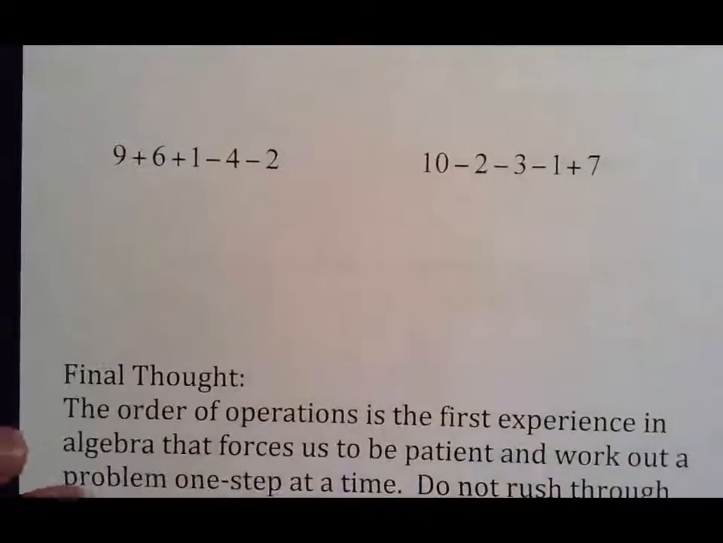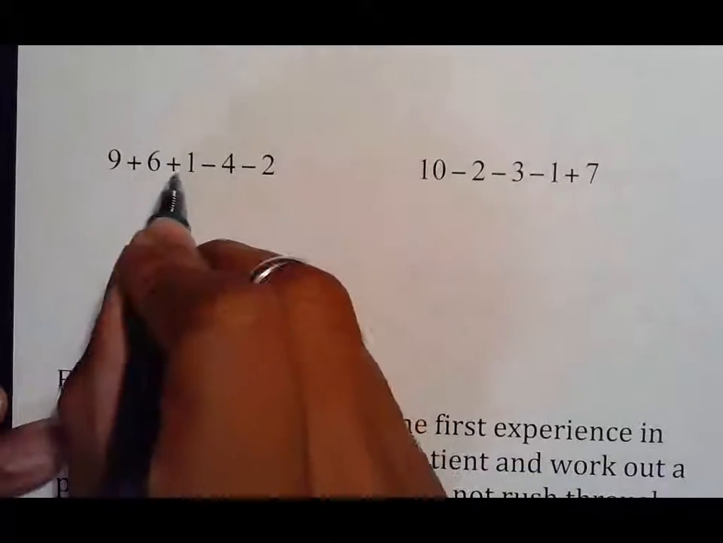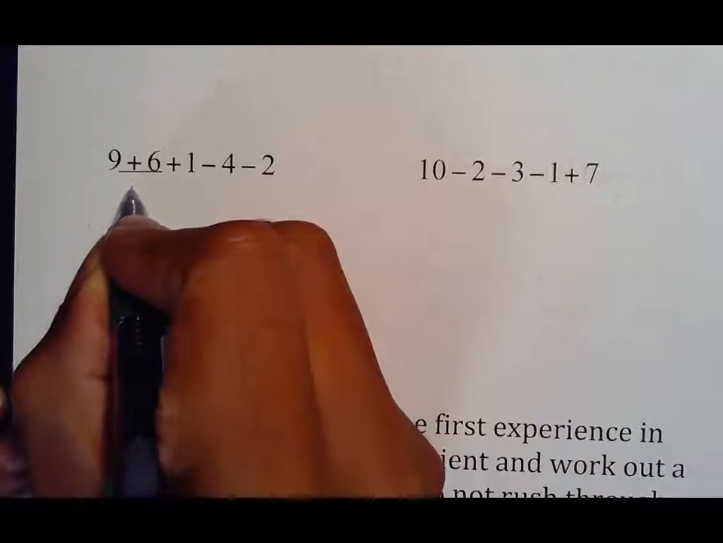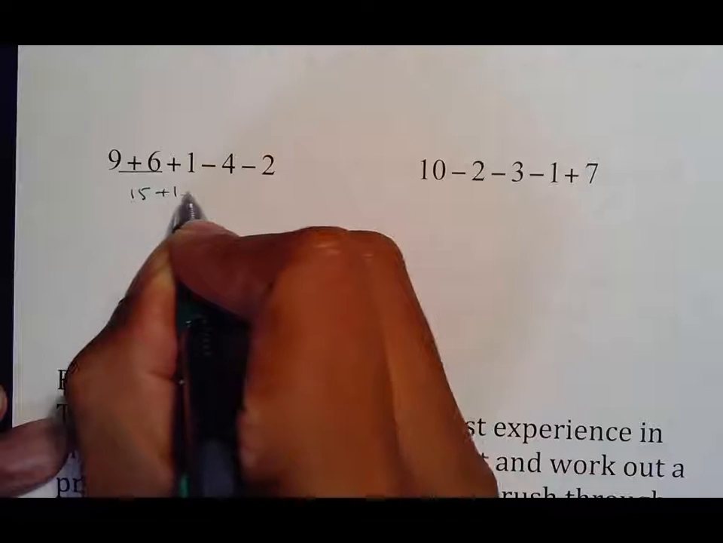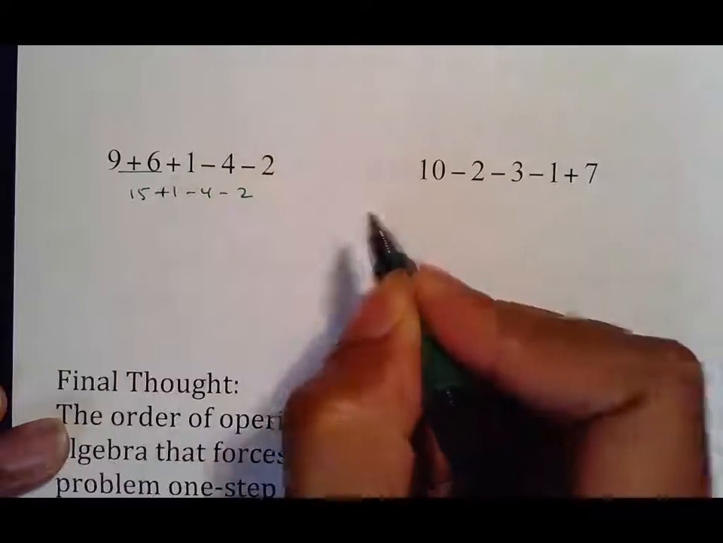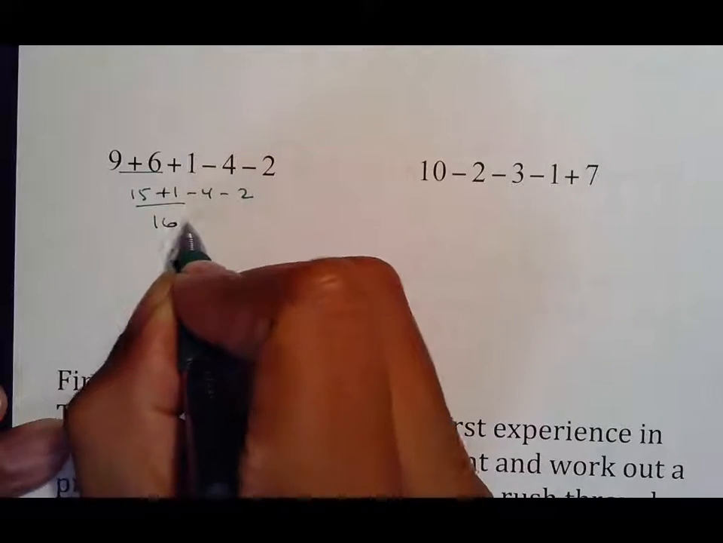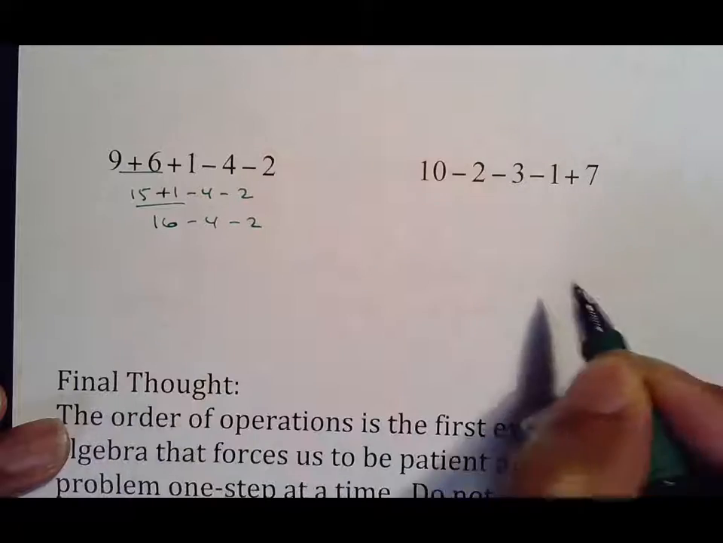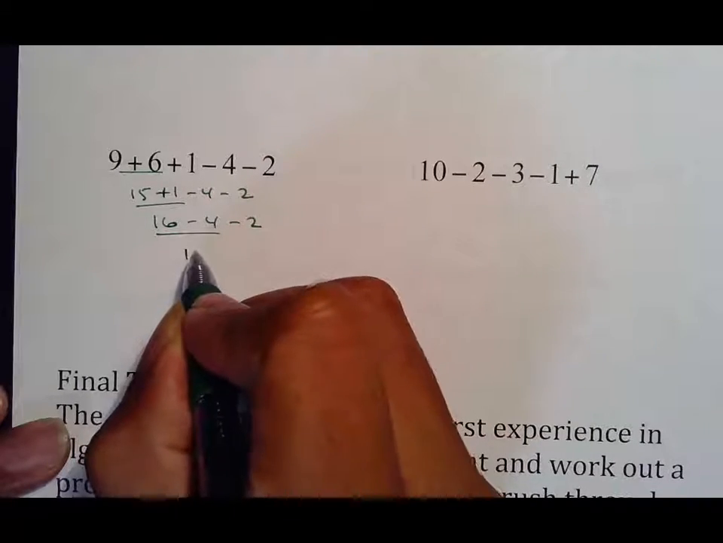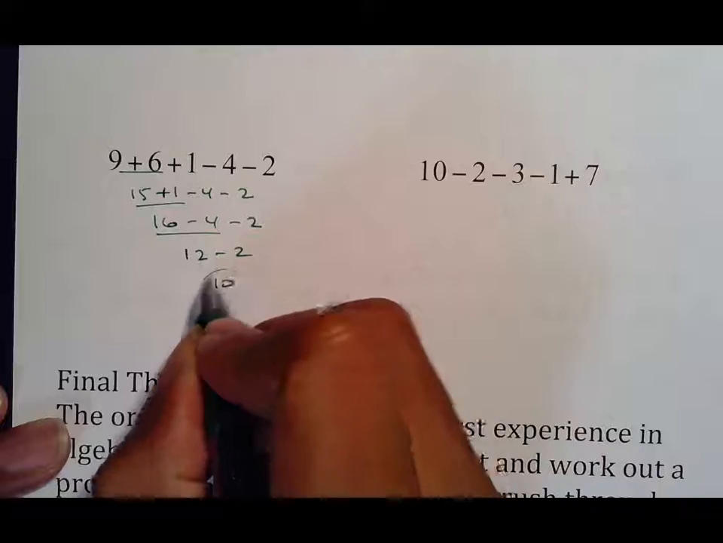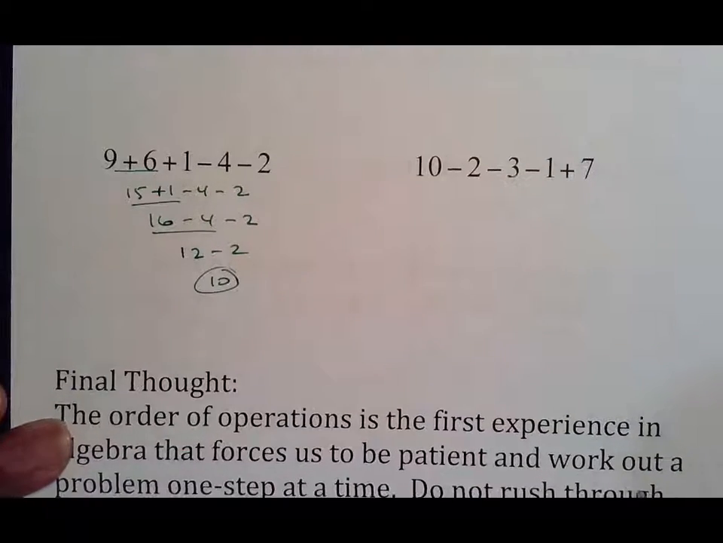Couple other examples real fast. Again, all students, all addition and subtraction. 9 plus 6 is 15, plus 1 minus 4 minus 2. Here, first student, 16 minus 4 minus 2. First student, 16 minus 4 is 12, minus 2, 12 minus 2 is 10, and that is all.